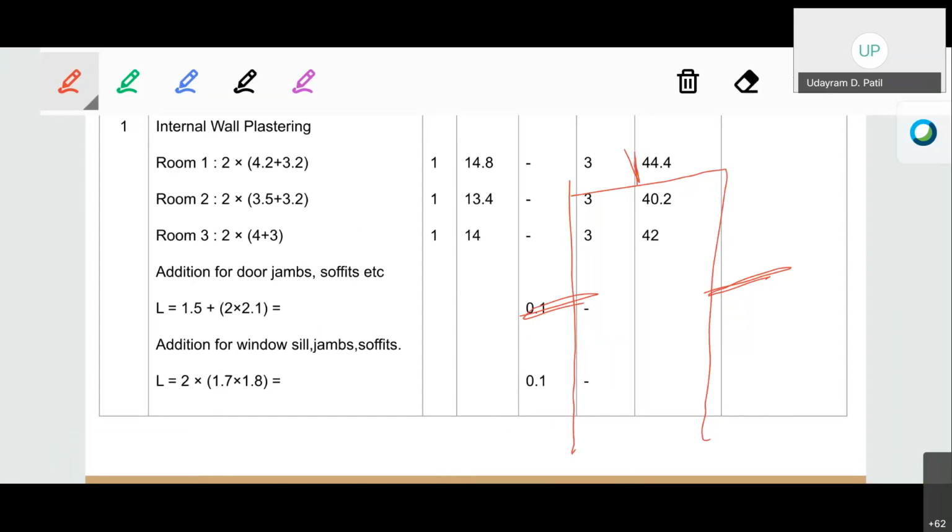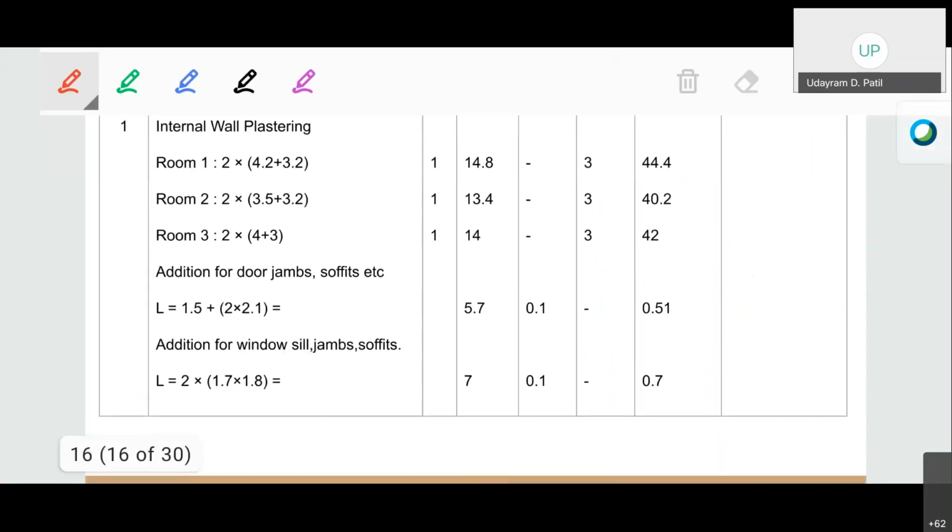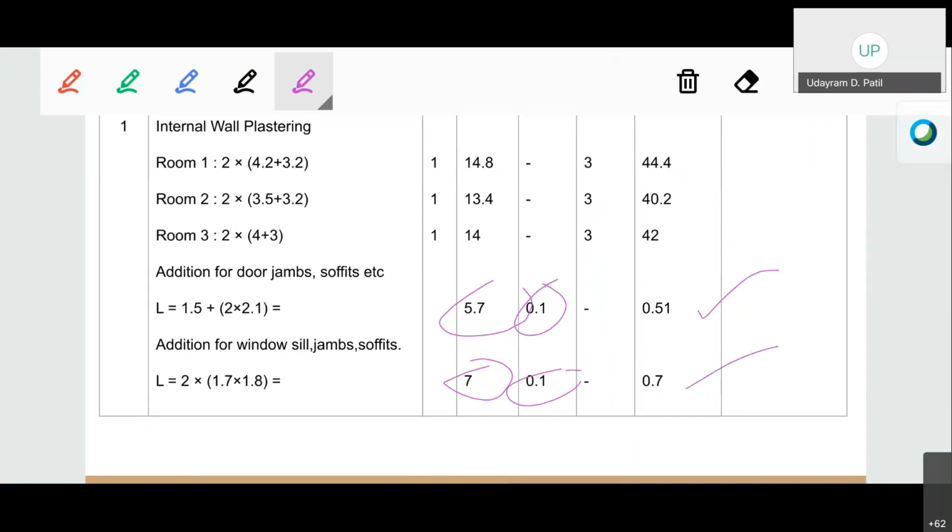For window there will be another additional portion, that is the sill. So sill plus soffit plus jambs will give us the total length. Therefore 2 multiplied by 1.7 plus 8 will give us the total length. So the length for the addition for the door jambs will be 5.7, and the length for the addition for the window sills and jambs is 7 meter. Multiplying with the width 0.1 will give us the additional quantity as 0.51 and 0.70.